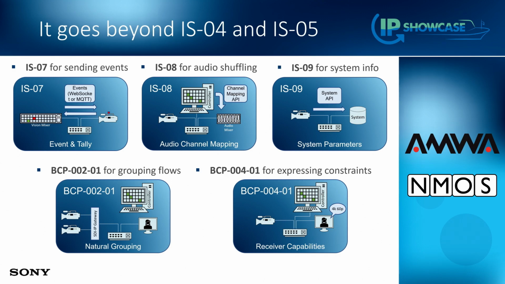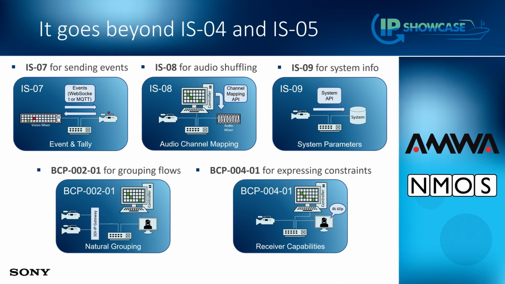Then we have IS-09. This is quite an important one for system information. Here, any media node on the network can discover the system API and get some key information, such as the PTP domain number for timing, or importantly, for NMOS, the registry heartbeat interval, so it knows how often it needs to send the keep alive signal to the IS-04 registry to let it know it's still on the network. So that kind of core global information that every media node needs to know can be obtained using the IS-09 system API.